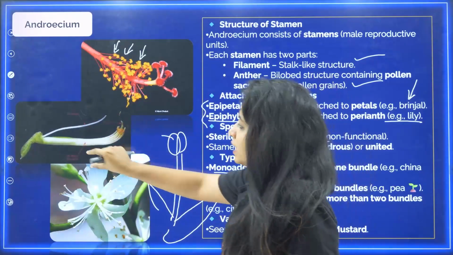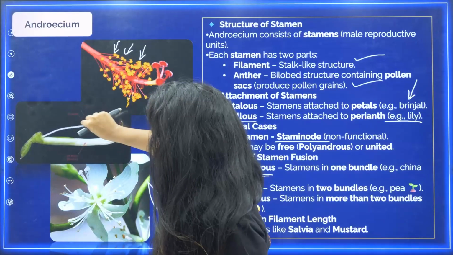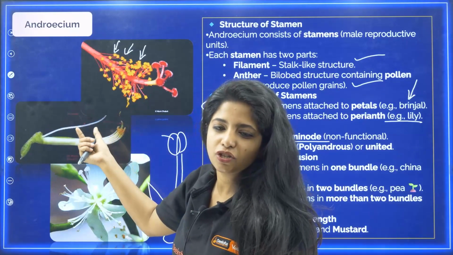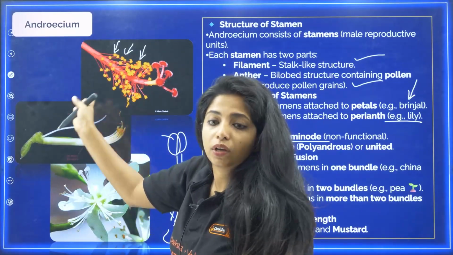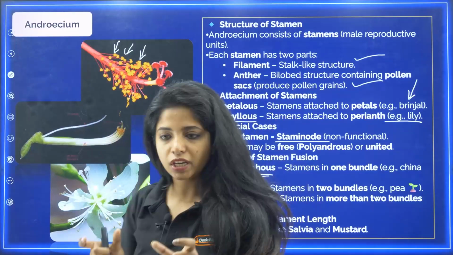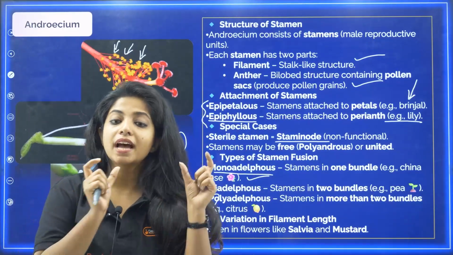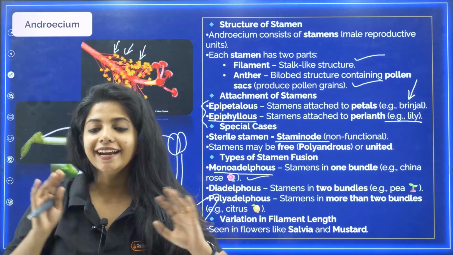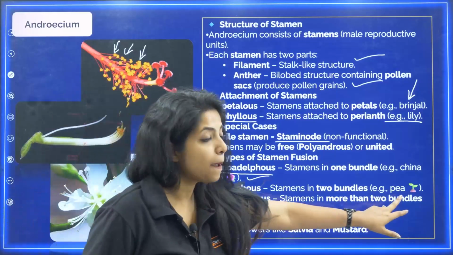So over here you see a bunch of stamen, and then here you see a separate, basically a single stamen over here, but you can have a bunch also. So when you have two separate bundles like that, you call this the diadelphous condition. Diadelphous condition, you can find it in pea plant.